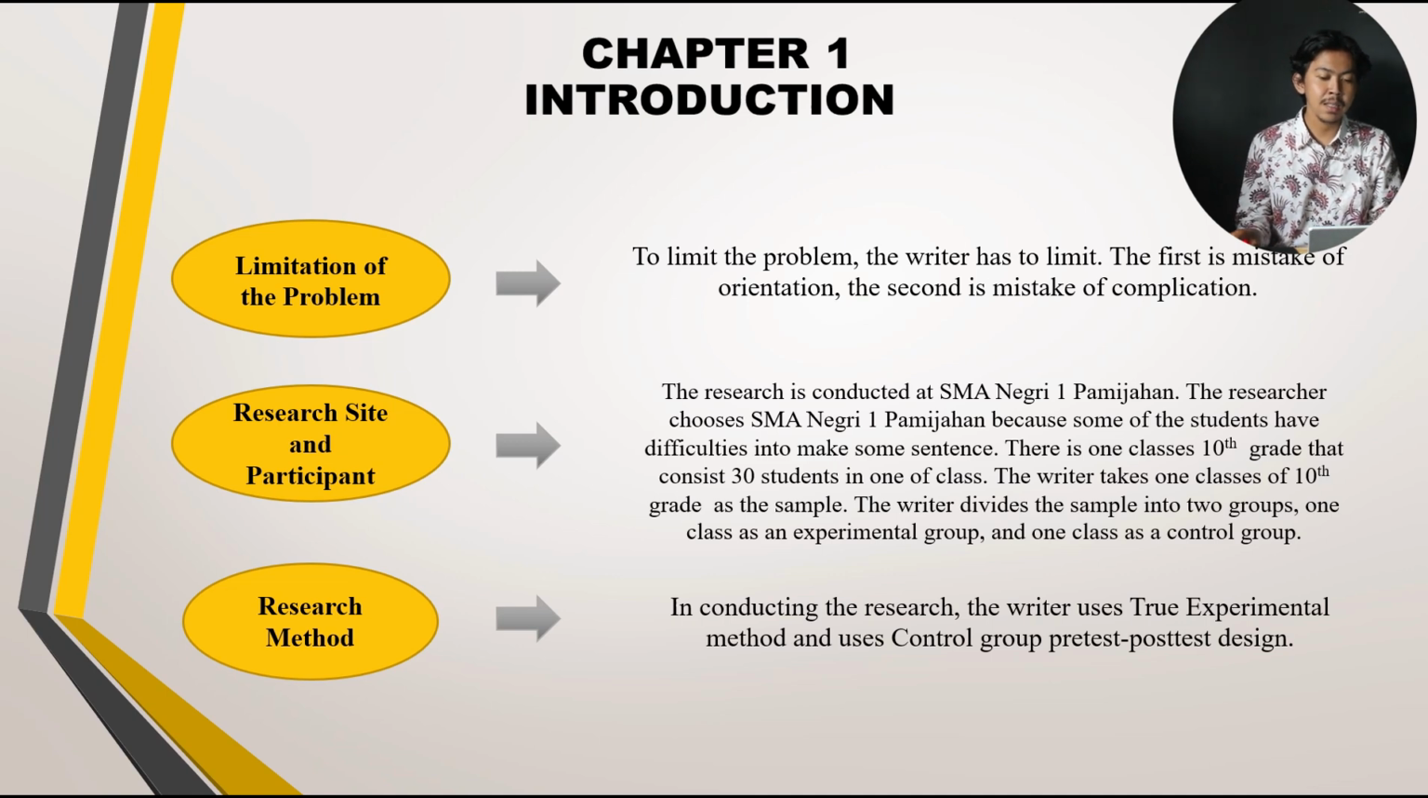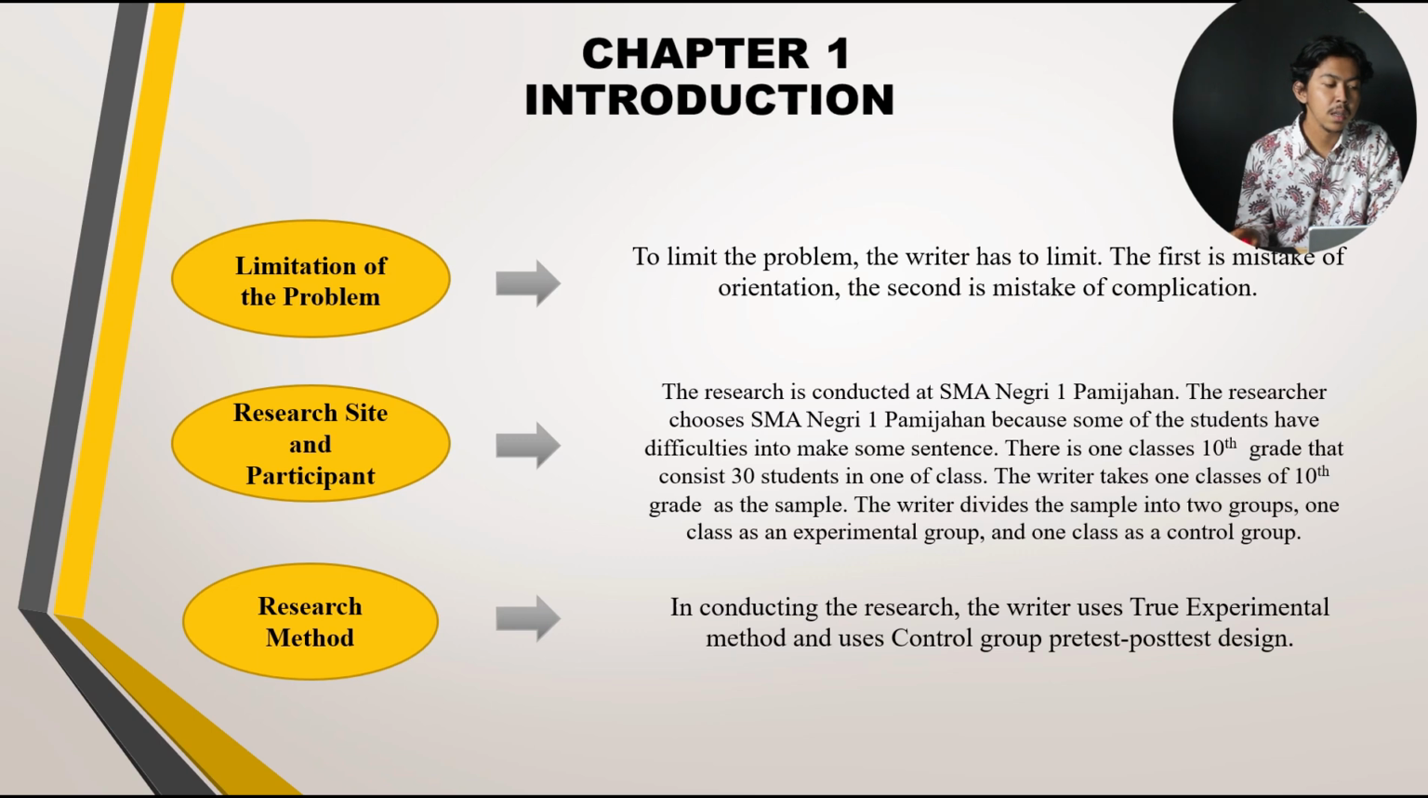There is one class of 10th grade that consists of 13 students. The writer takes one class of 10th grade as the sample. The writer divides the sample into two groups, one class as an experimental group and one class as a control group. Research method. In conducting the research, the writer uses the true experimental method and uses control group pre-test, post-test design.